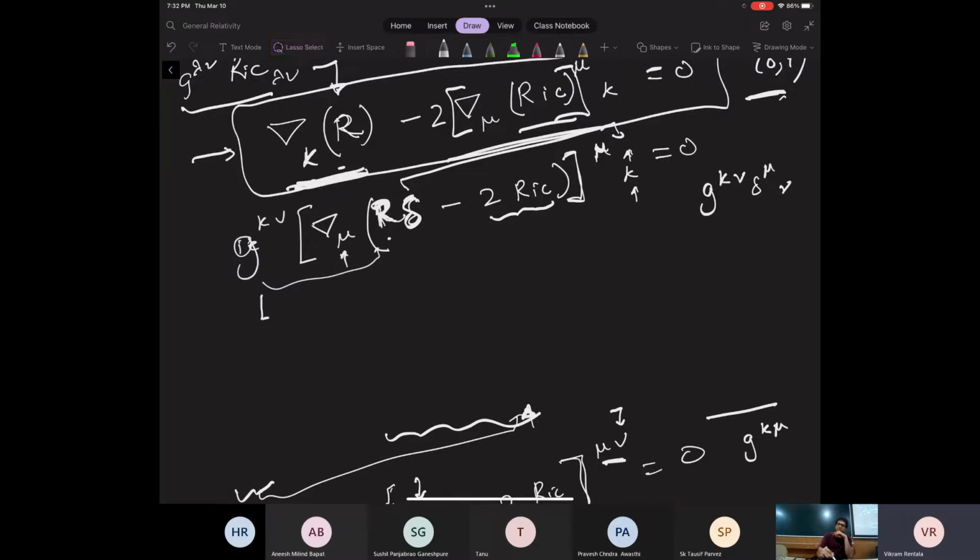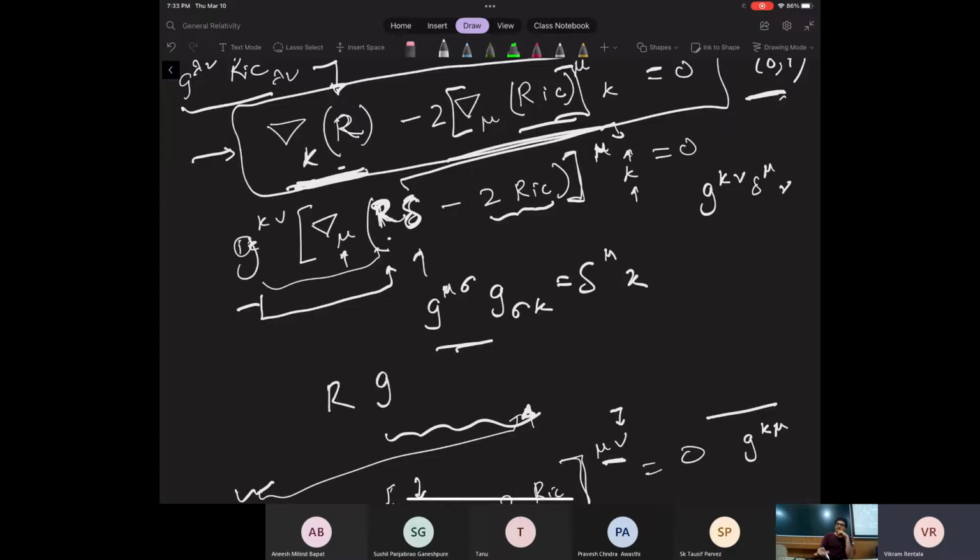So let's first pull this G inside. Okay, and let's write this delta as G mu sigma G sigma kappa. That's what I mean by delta sigma kappa, delta mu kappa, right? By definition. So when we pull this inside, we now have R times G mu sigma G sigma kappa G kappa nu. And this is the thing that we're differentiating.